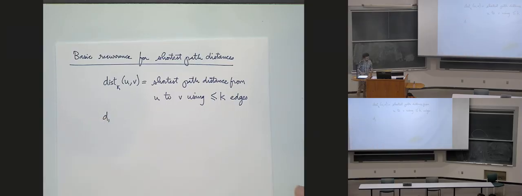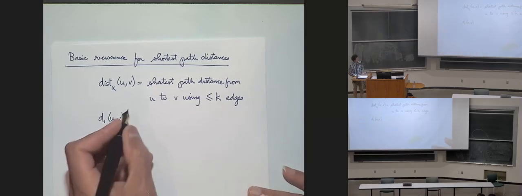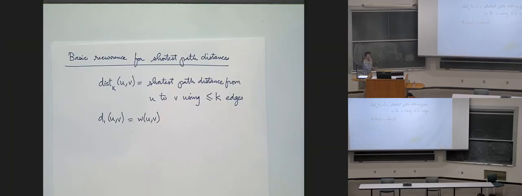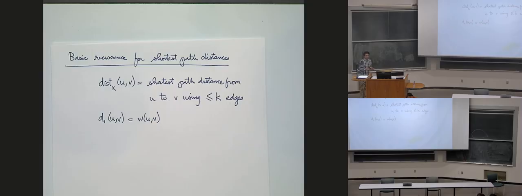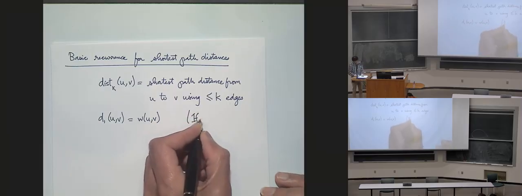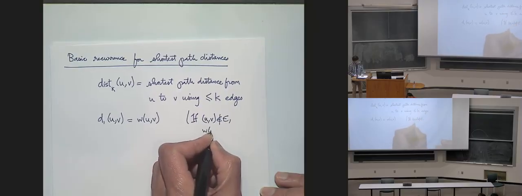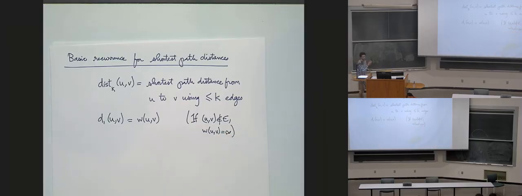So what is dist 1 of uv? This is just going to be whatever the weight is. So it says that if you can only take one edge, then you're just going to take whatever the weight is. And if there's no edge, we'll say the weight is infinite. Right? So if uv is not an edge, then the weight is infinite. Or you can just put this in the adjacency matrix. So the adjacency matrix, when there's no edge, you just say infinite weight, infinite.